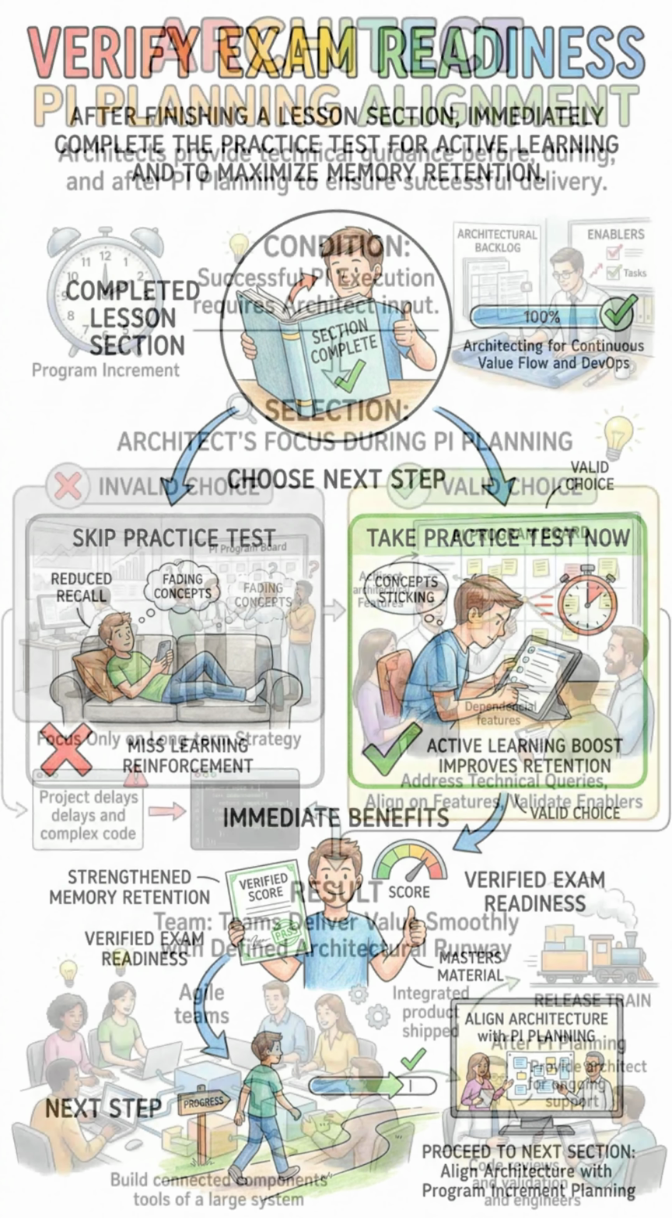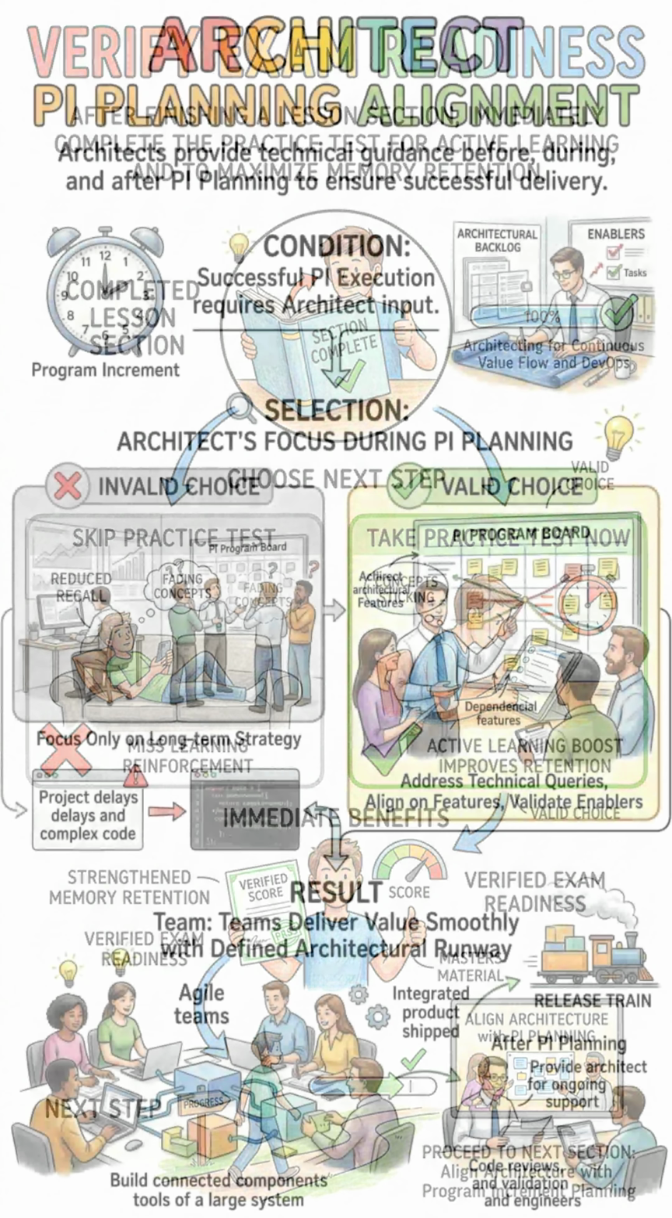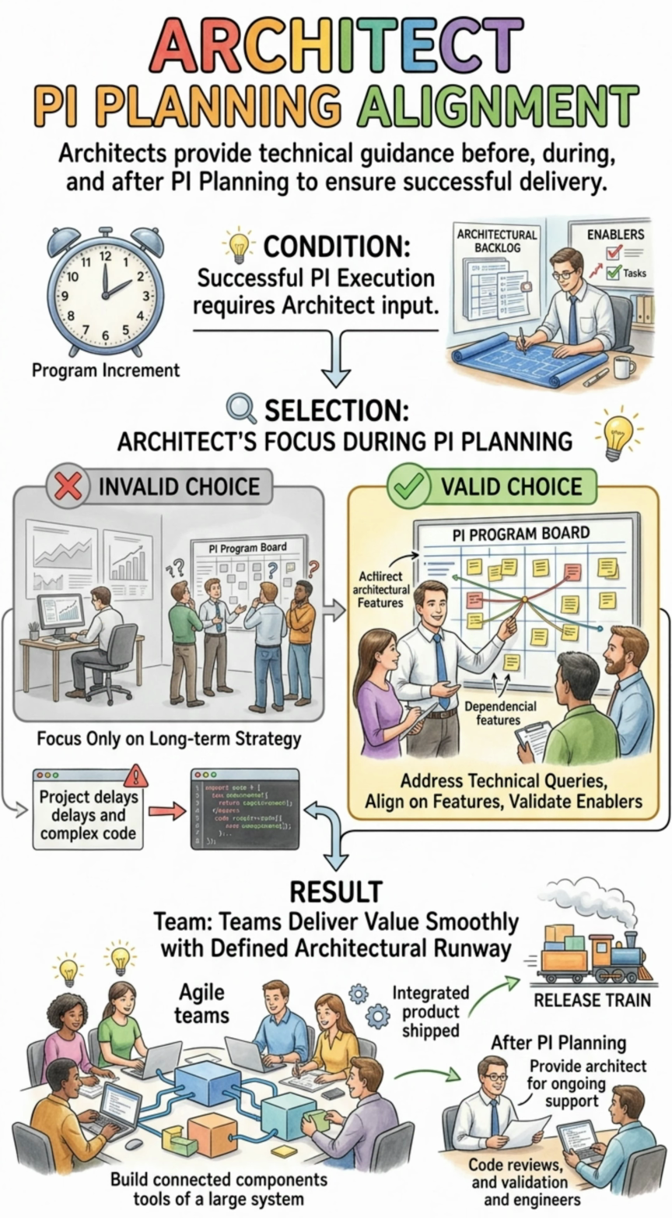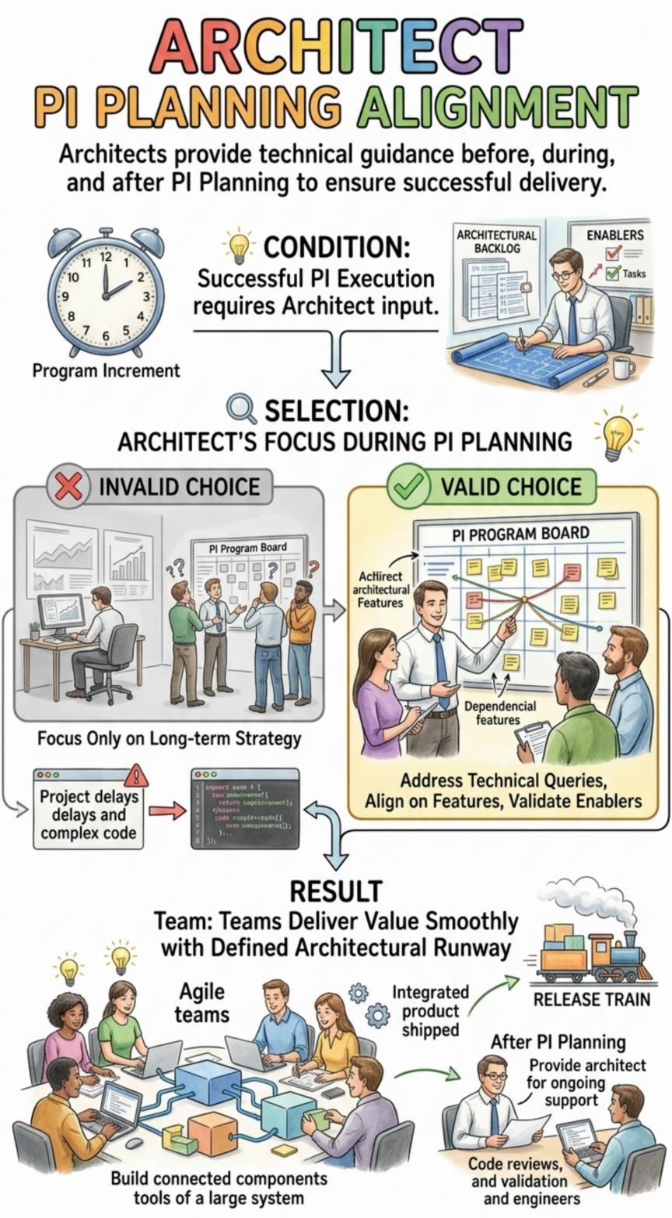Welcome back to the course. In this section, we are going to explore how architects align their work with program increment planning, commonly known as PI planning. You will learn the specific actions architects take before, during, and after this critical event to ensure Agile teams have a clear technical path forward.